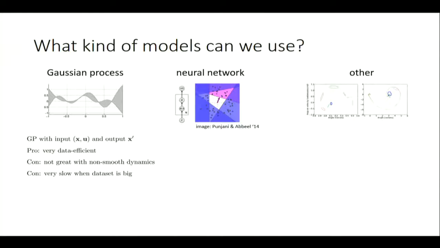GPs tend to get pretty slow when the data set is big. In general, if you're going to optimize the parameters of your GP, that's going to scale cubically with the number of data points that you have. There are ways to improve that, but in general, they tend to be quite cumbersome when your data set is large.